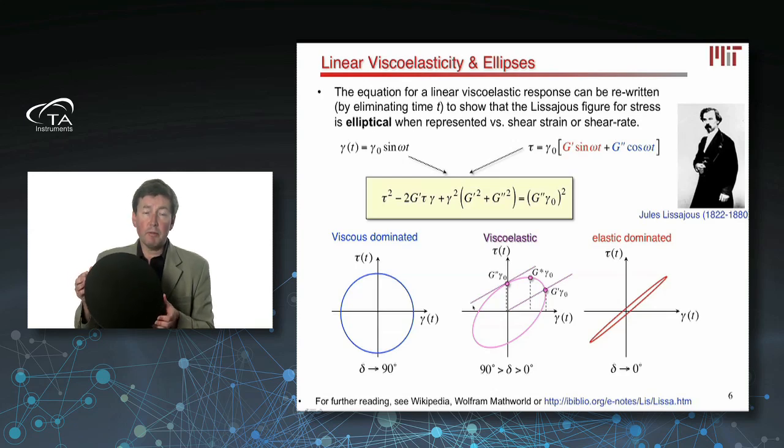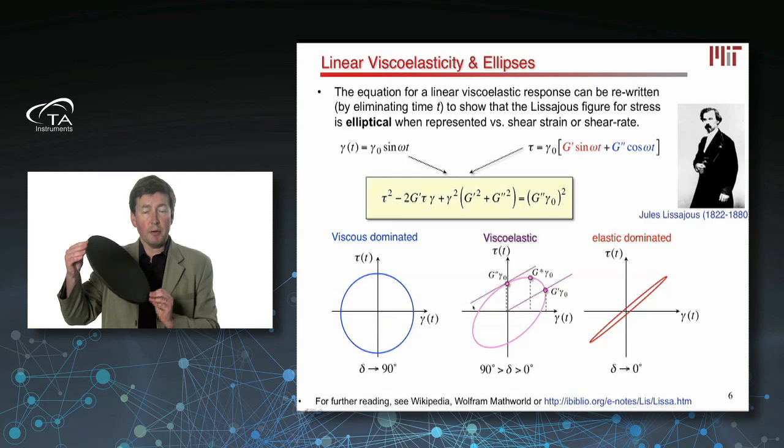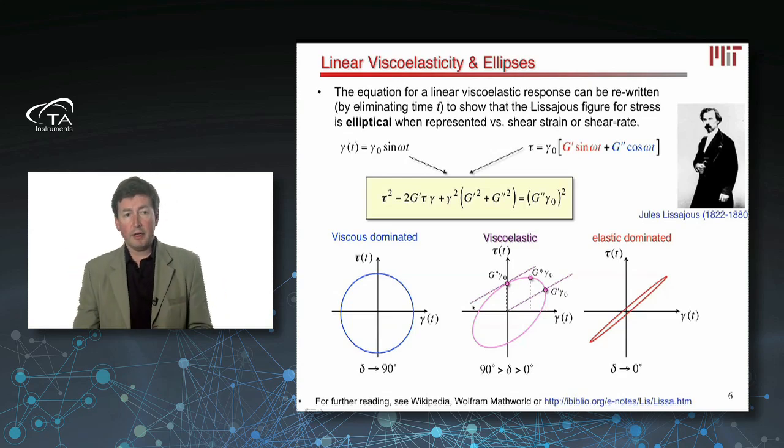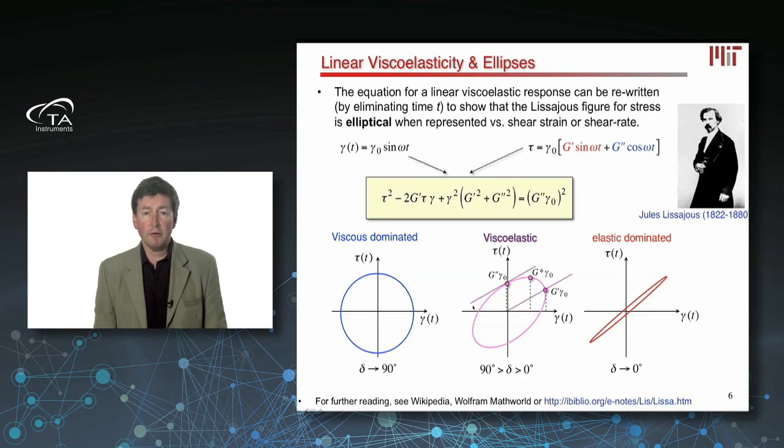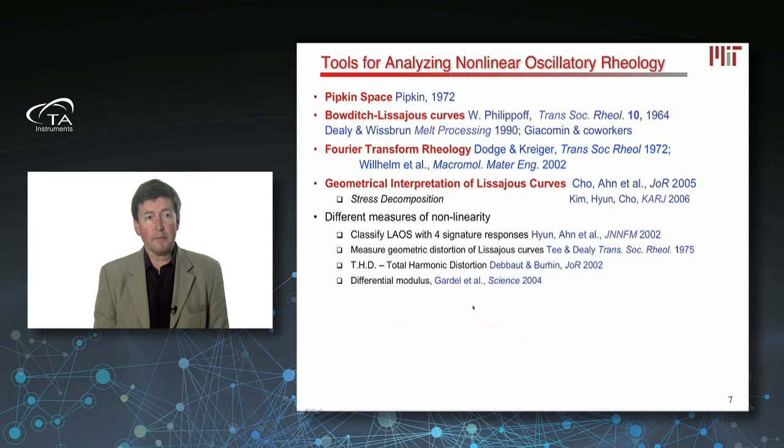Okay? That's not how modern software does the calculations, but at least physically, that's the way of thinking about G primed as being a measure of one component of this ellipse, and G double primed as being the other component of this ellipse. Okay. If you're interested in more reading on this, then there's plenty of online resources, for example, at Mathematica. Okay, so that's a little bit of basics.